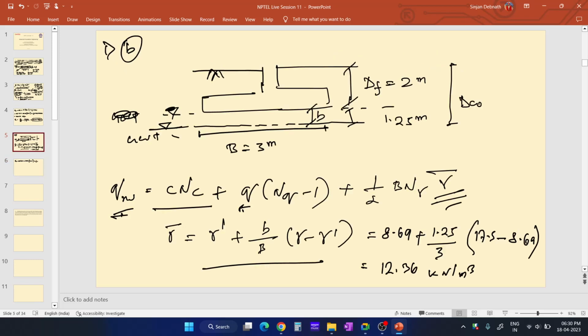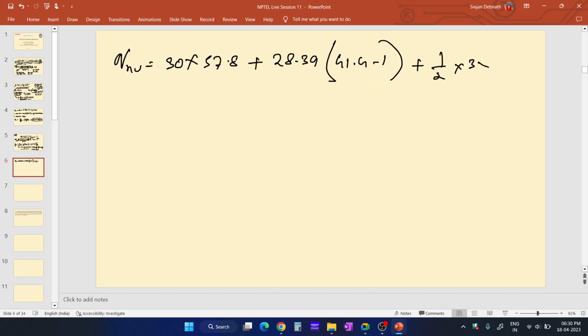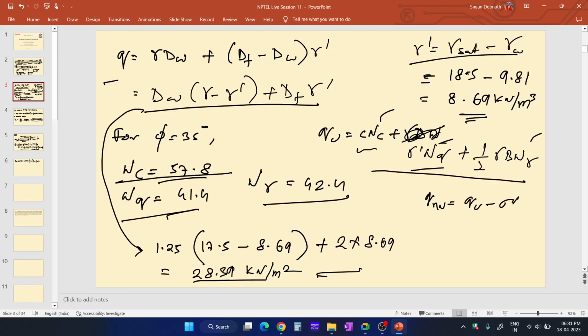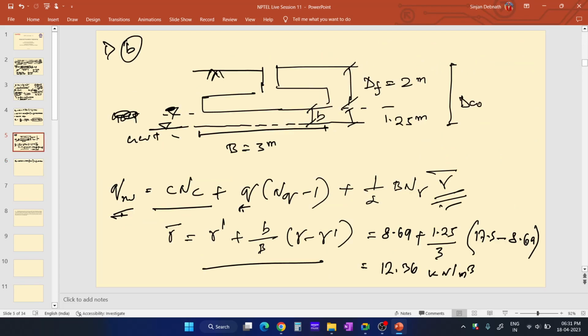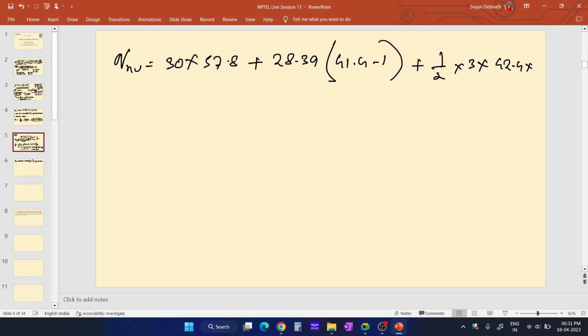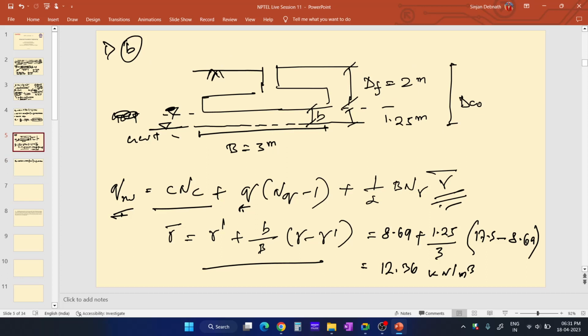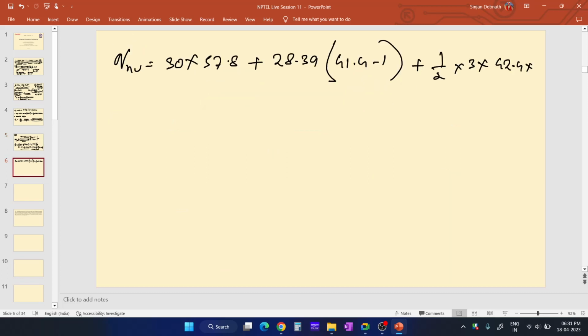B and gamma. So B, the breadth of the foundation, is how much? It is 3 meter. N gamma, that is the bearing capacity factor, is how much? N gamma is around 42.4. So 42.4 into gamma dash. Okay, so gamma dash, this part, it comes out to be around 12.36. Okay, so 12.36 it is.